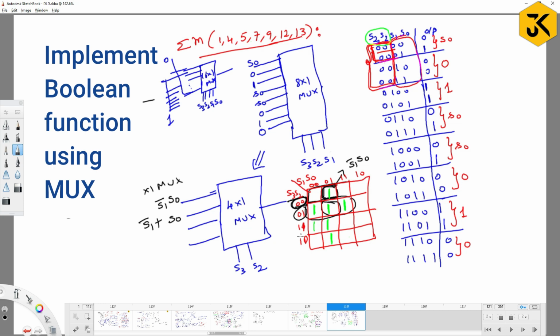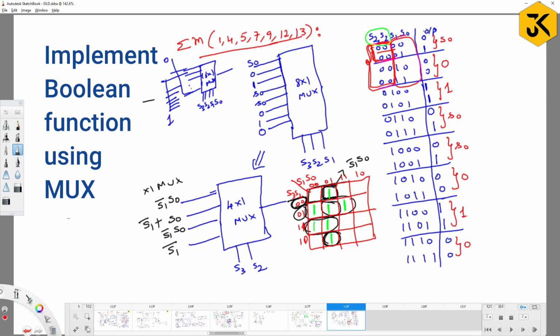Similarly, if I want to get the 1 1 as output, can I form a maximum subcube of size 2? Yes. So then your input will be S1 bar. So this should be like, you have to make clear. This is 1 1, right? S1 bar. Similarly, for 1 0, what might be the input? S1 bar, S1. So this is with respect to 4 by 1 MUX, right? Fine.